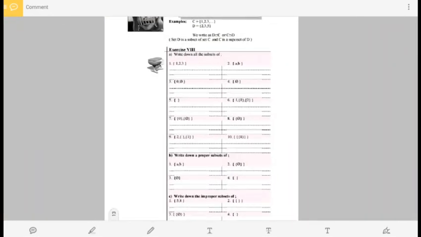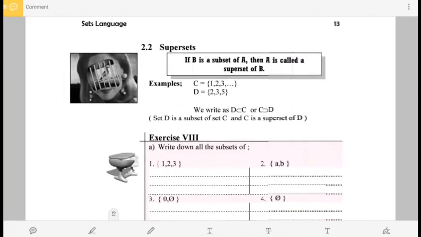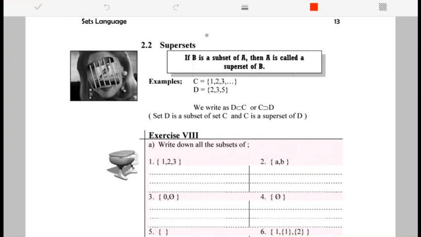Okay, superset. Superset is said to be related to subset. We say that if your B is a subset of your A, right? Then your A is a superset of your B. So, meaning the opposite way. So, they are like vice versa.